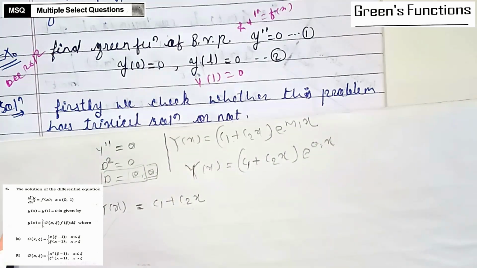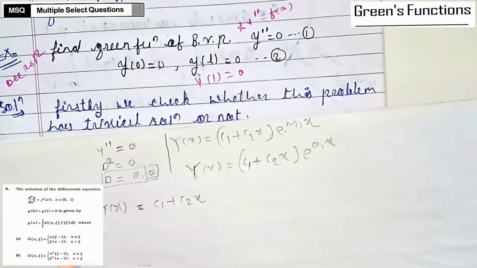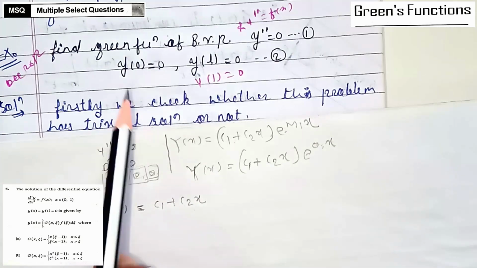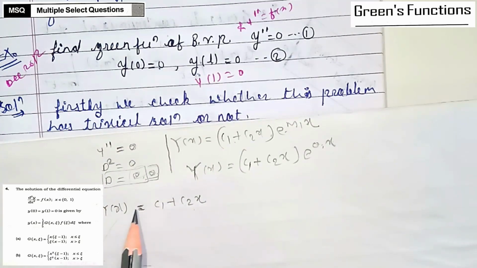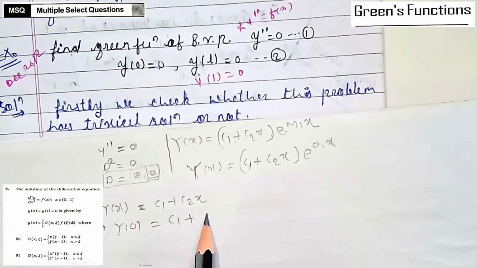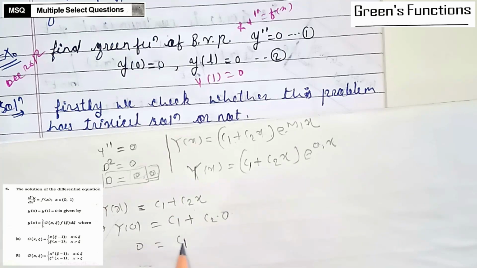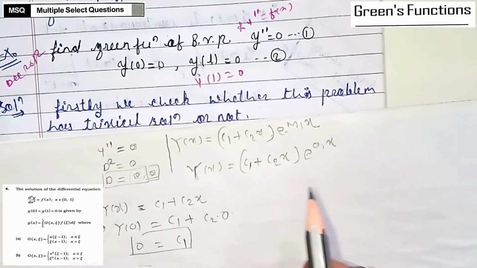Now we use the boundary conditions. The first boundary condition is y of 0 equal to 0. Apply y of 0 equals 0, putting 0 instead of x. So y of 0 equals c1 plus c2 into 0, which is 0 equals c1 plus 0. That means I got c1 equal to 0.